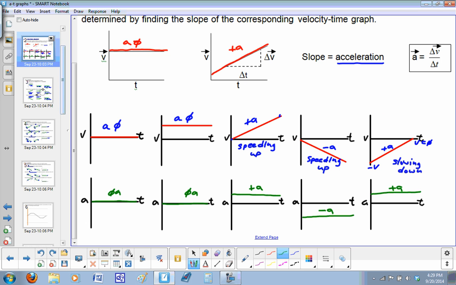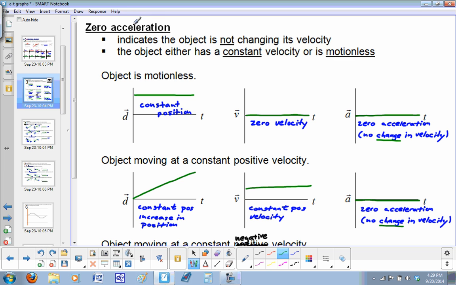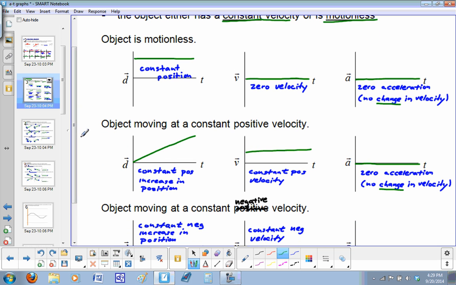So what I have here is I've got situations where I have zero acceleration. This indicates that the motion is not changing. You either have a constant velocity or you're motionless. So let's look at a situation where we're motionless. So when I'm motionless, my position is not changing, so nice flat line, and this is indicated by zero velocity, and again, zero acceleration. I'm not changing my speed or velocity. And it makes sense, zero slope, zero slope, zero slope.